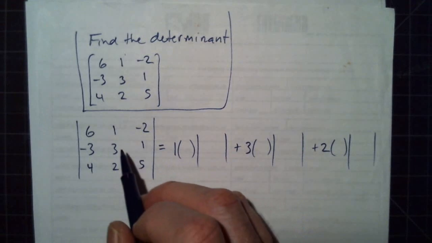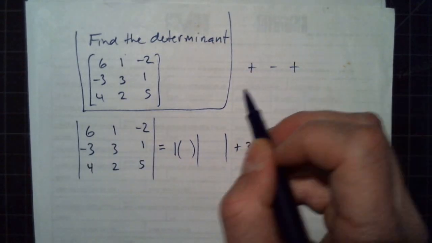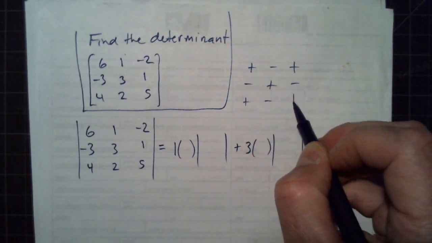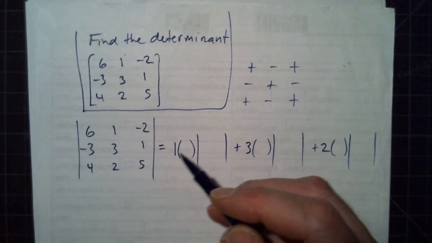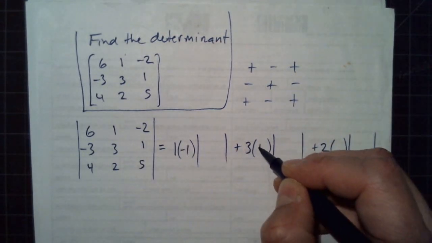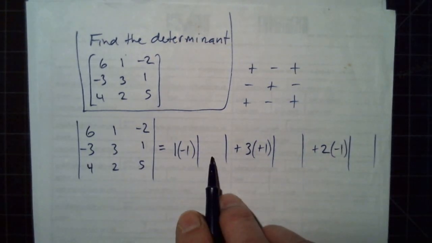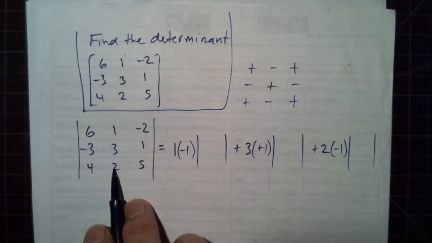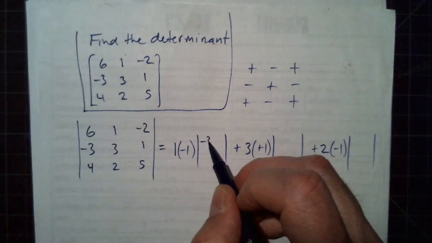Okay, the place sign. This is going to be positive, negative, positive, negative, positive, negative. So when we're looking at this middle column, we use negative, positive, negative. We need the minor for 1. So we cross out the row and the column. Negative 3, 1, 4, 5.